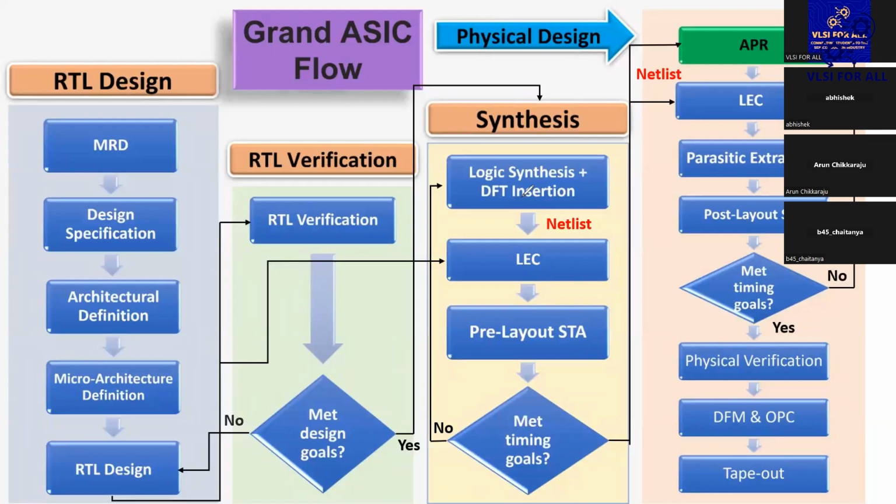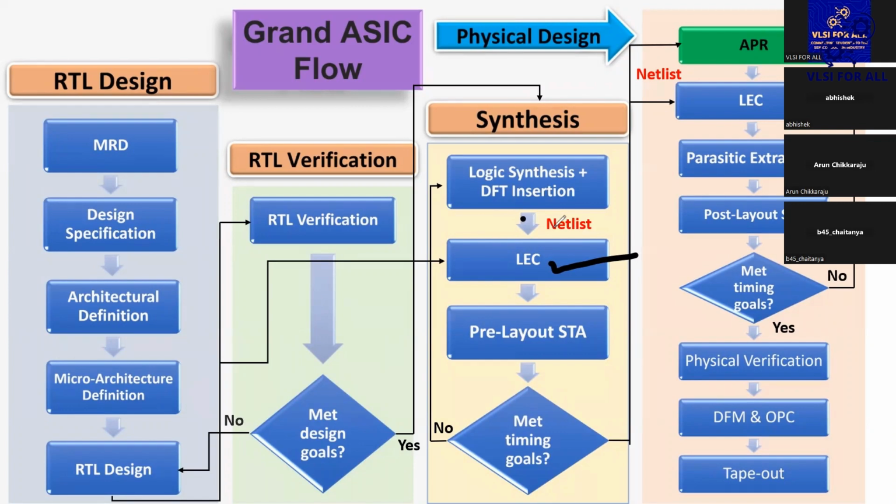So the output that you get out of this synthesis stage is nothing but a netlist, a text file which contains instances of your flip-flops and their connectivity. After the netlist is generated, you go for LEC check. So why is LEC check needed? What is LEC firstly? LEC is nothing but logical equivalence check.